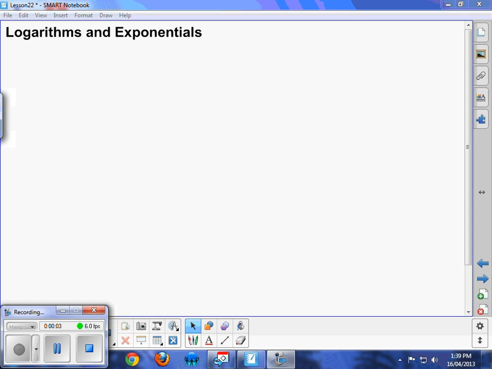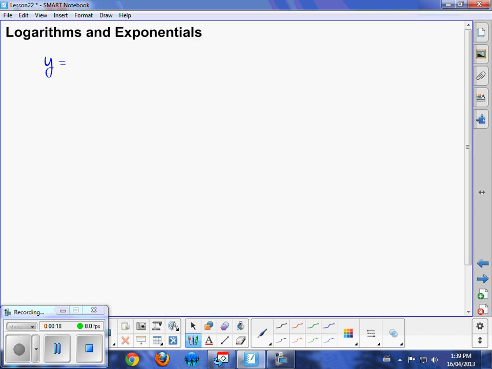Right, just finishing off the review then for lesson 22. We're looking at logarithms and exponentials. So in the previous course you were introduced to logarithms, and what you found was there was a relationship between exponentials and logarithms. So that's saying that for y equals b to the exponent x, in order to solve for that exponent, we can't use our regular algebra rules.